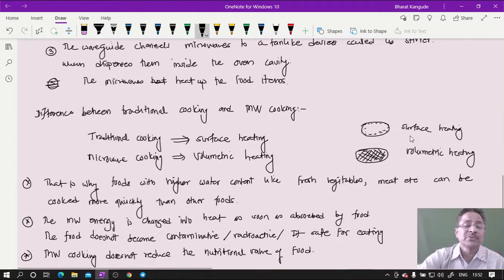And the important difference we have seen is that in traditional cooking there is a surface heating effect in the case of food items, whereas in microwave cooking there is volumetric heating. So volumetric heating is more effective, less time consuming, less energy consuming. No pollution effects are observed there. So in the case of human hygiene, again, that is found to be more effective. And the food items don't get burned.